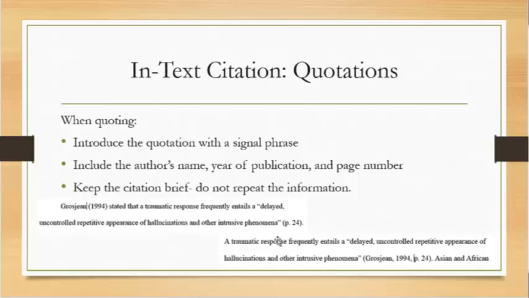Also, if you don't want to introduce the quote with the author's last name, you can begin by just stating the information you want to include. A traumatic response frequently entails a delayed, uncontrolled, repetitive appearance of hallucinations and other intrusive phenomena. Close quotation mark, and then in parentheses include the author's last name, year of publication, and page number.